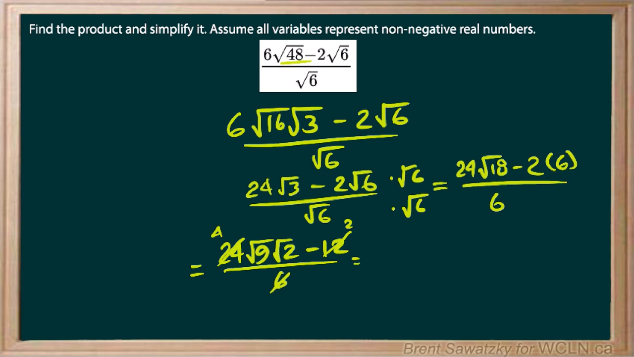So now we can talk about 4 times 3, the square root of 9 being 3, is 12 root 2, and minus, we're left with a 2 there, and that would be our final answer because we canceled the 6 in the bottom, so there's nothing there left. So there's our answer.